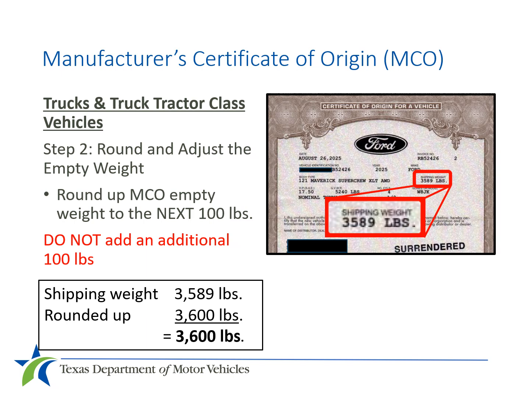In the example shown on the guideline, the MCO reflects 3,589 pounds. When this weight is rounded up to the next 100 pounds, we receive a new weight of 3,600 pounds. Based on rules for a truck and truck tractor class vehicles, we would utilize the rounded weight without adding any additional weight, leaving us with an empty weight of 3,600 pounds, which is the acceptable weight to be used for truck and truck tractor class title transactions.